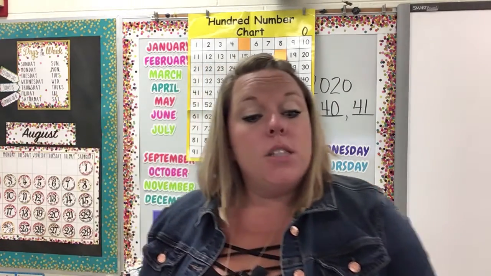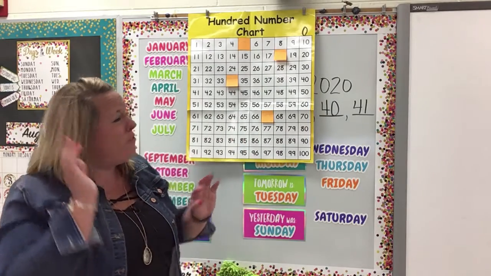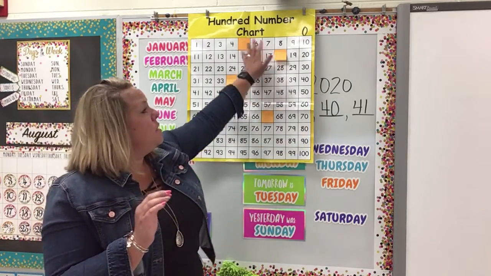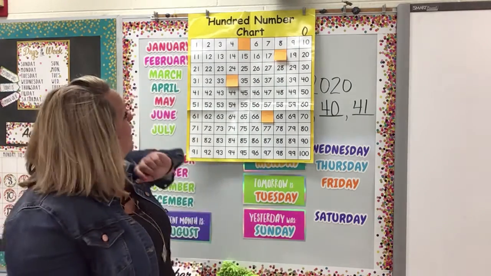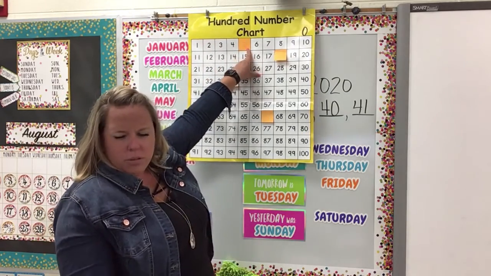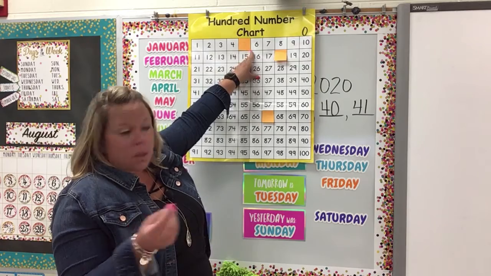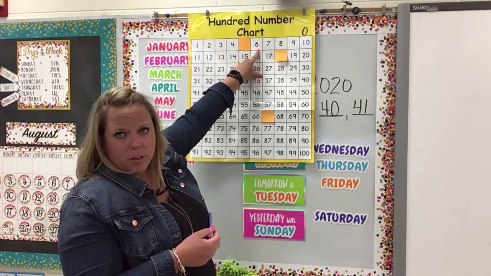Today, we are going to look at this 100 numbers chart, and we want to be able to figure out what these missing numbers are. They're hiding. We need to figure it out. So let's take a look. If I'm missing this number, what would I do to find out what it is? Well, I would look at the number that's before it and the number that's after it.